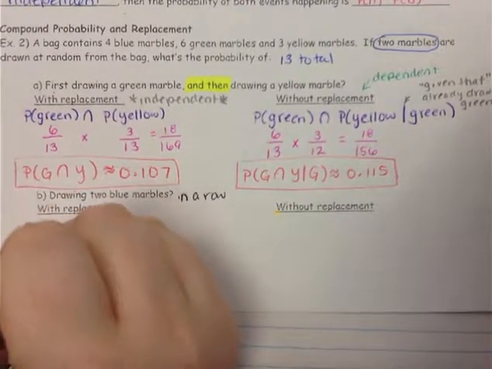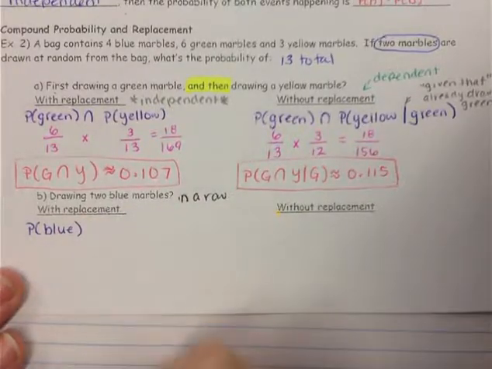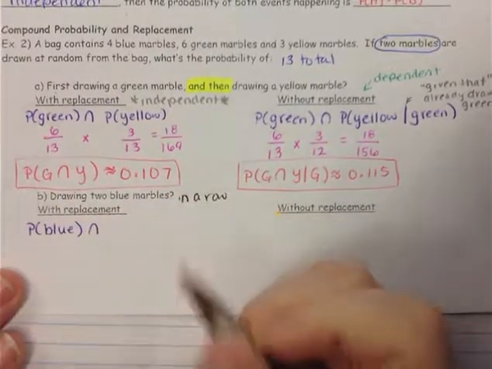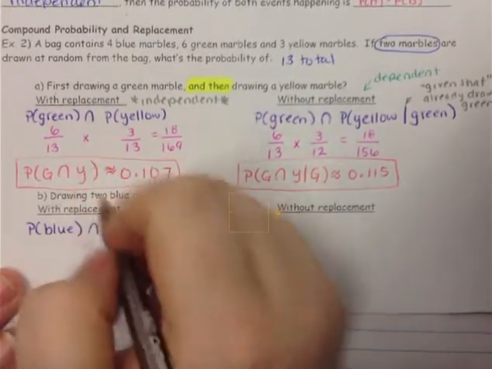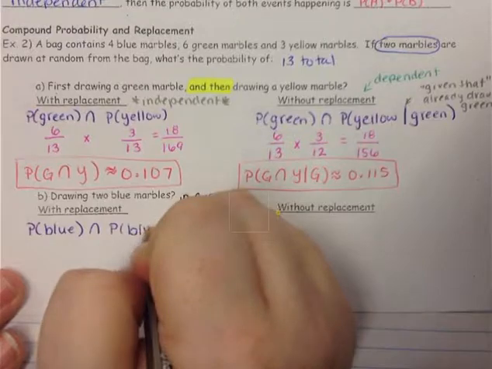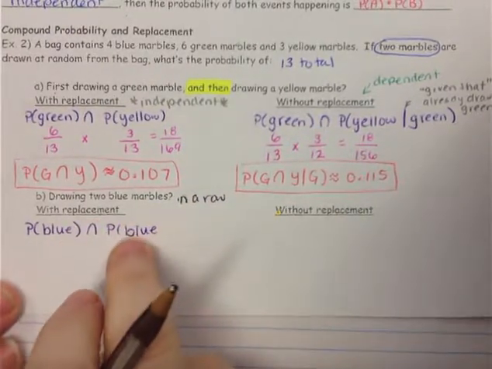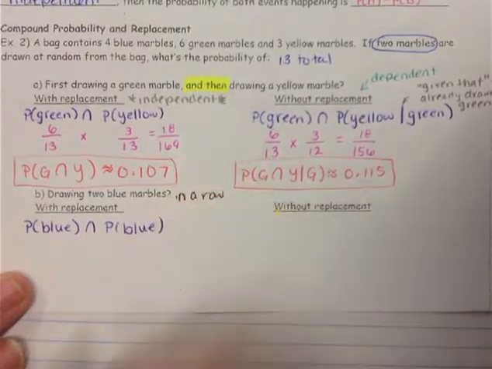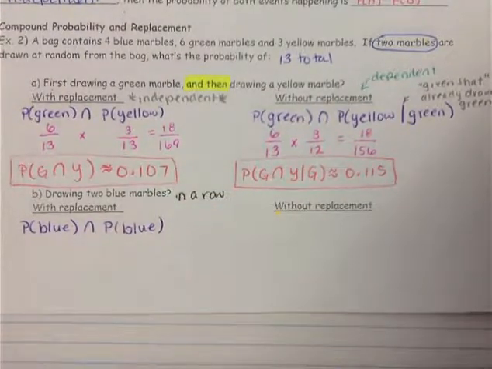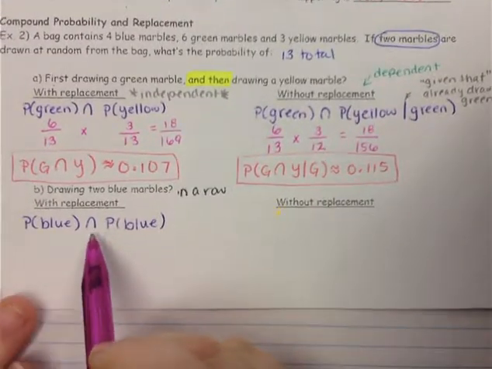So I want the probability of a blue marble, and then I want the probability of my next marble being blue again. So I want the probability of blue. Now, since we're replacing it, that means that this one does not change. This probability does not get weird. So I just say I close it. Because it's an "and," we need to multiply.